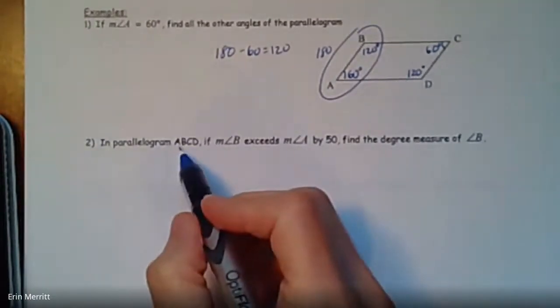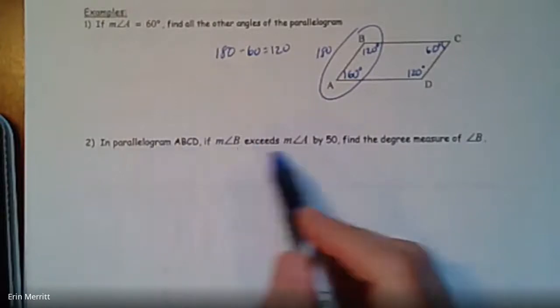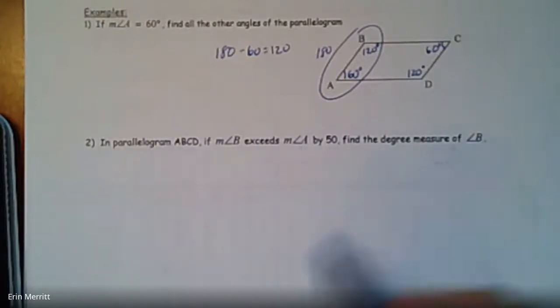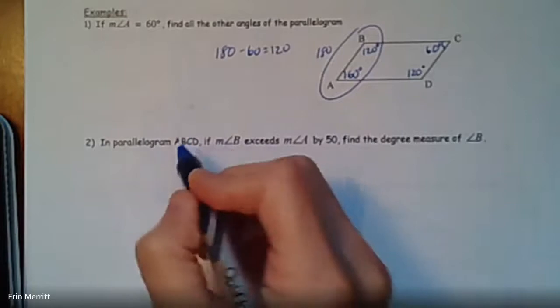All right, in parallelogram ABCD, if angle B exceeds angle A by 50, find the degree measure of angle B. All right, a couple things.